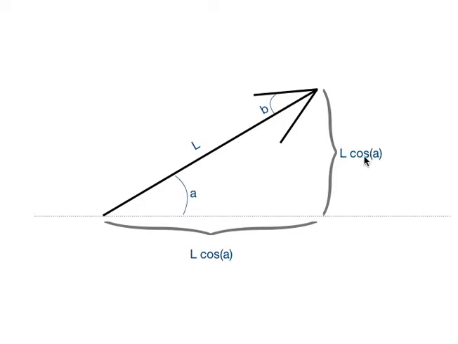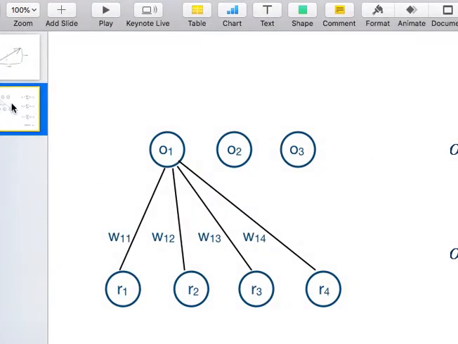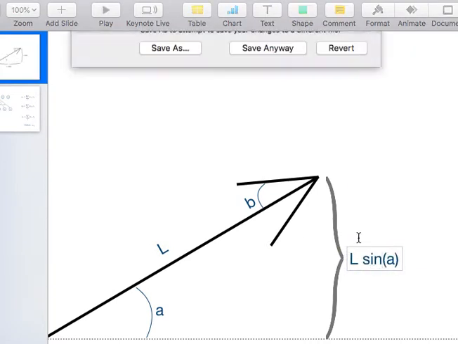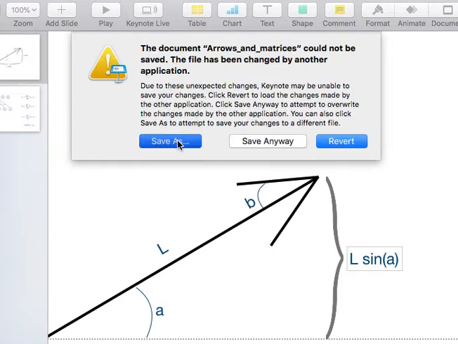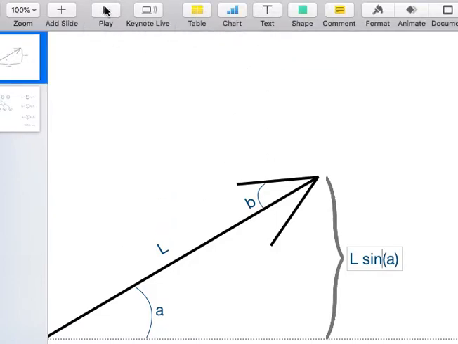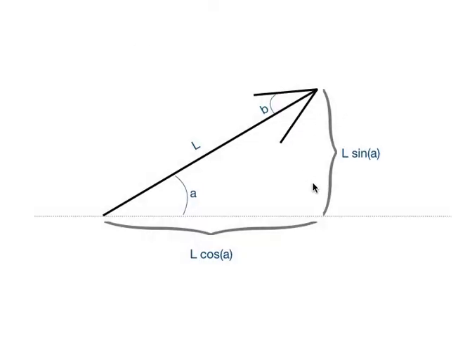Oh, I got this wrong. That's the sine. Sorry about that. This distance is L times the sine of the angle. And so that's how we can figure out, from the length of an arrow and what angle it makes, the horizontal and vertical positions of its points.